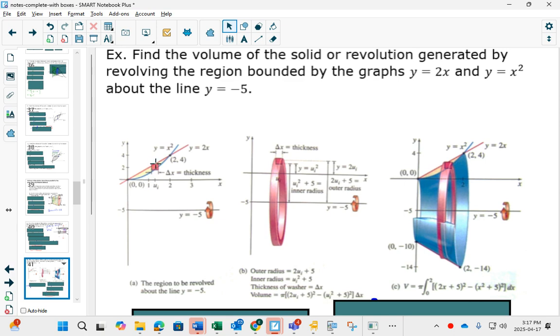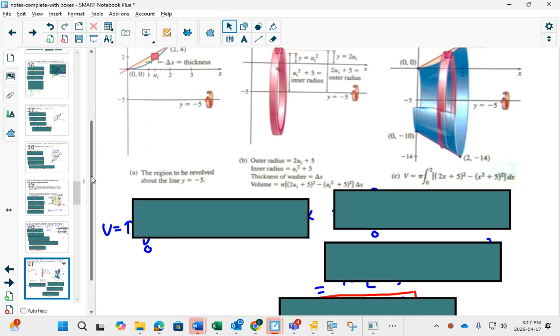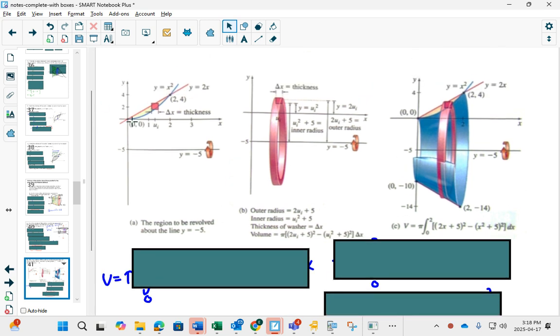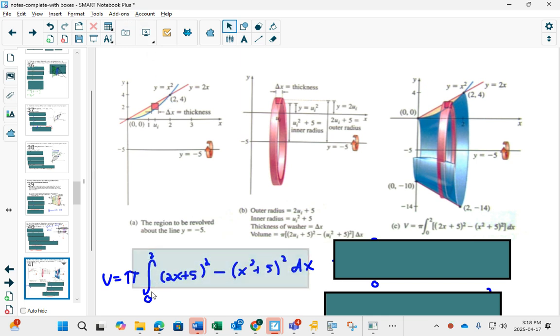So now our outer radius, our big R, will be the 2x one. Our little r will be the blue one, the x squared. But both of them are going to be increased by 5. That will make a washer. So now we just need, and of course, with those two graphs, you'd find out where they intersect, which is 0, 0, and 2, 4. So we want to go from 0 to 2.